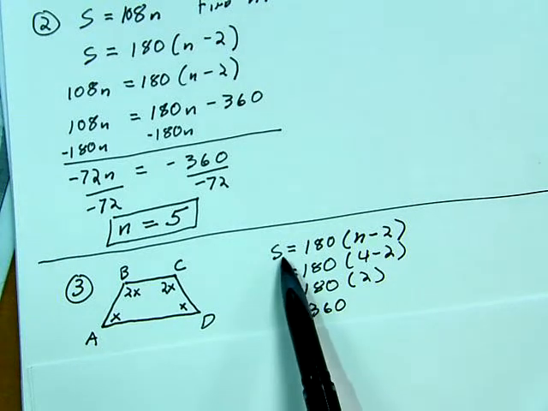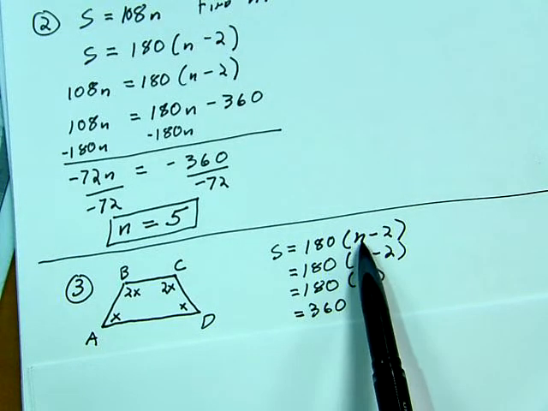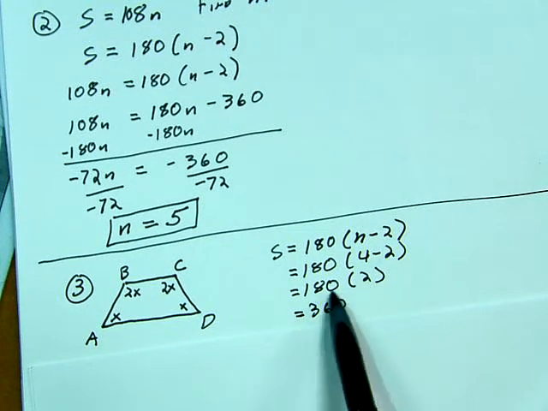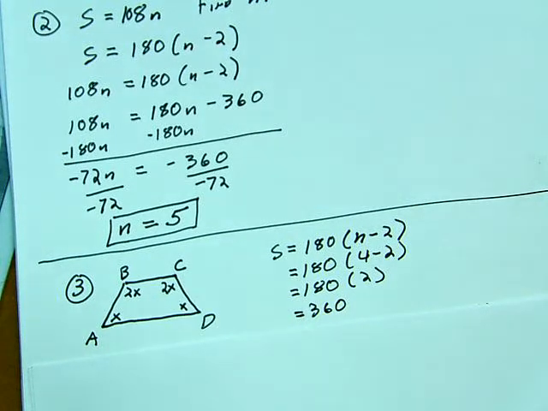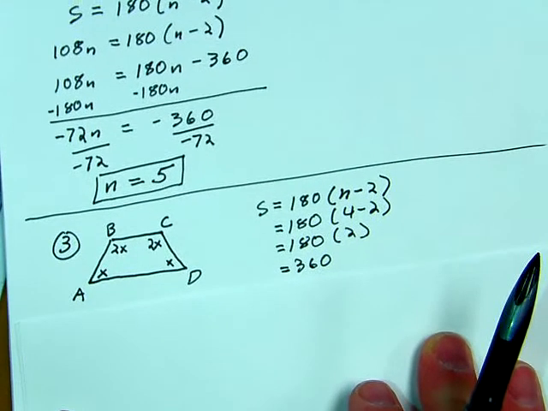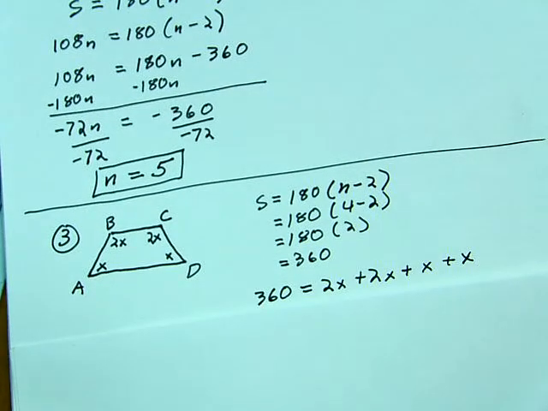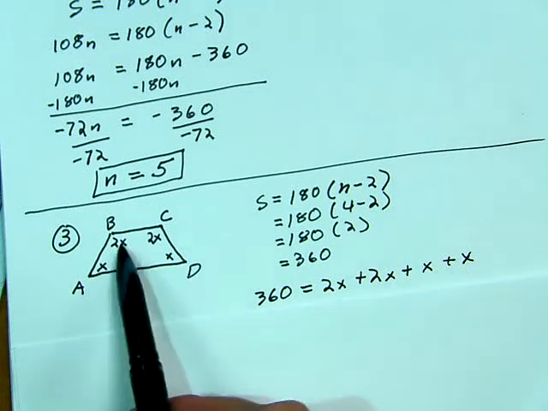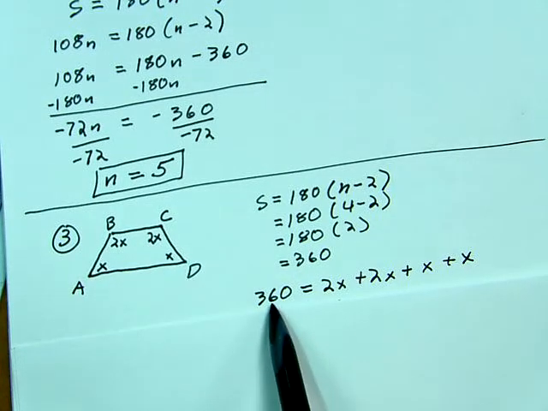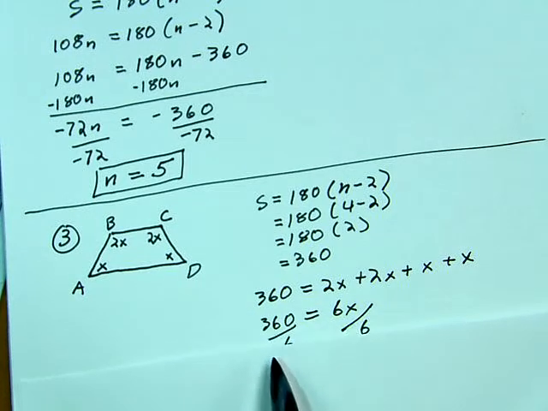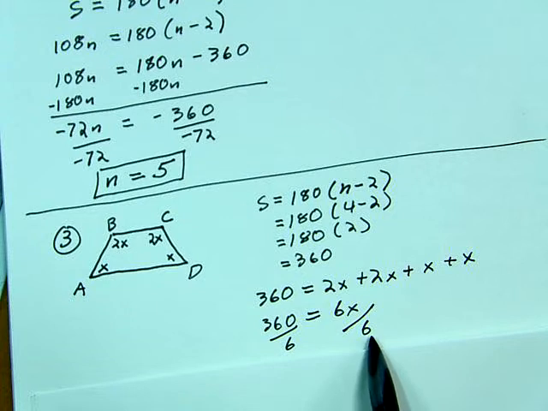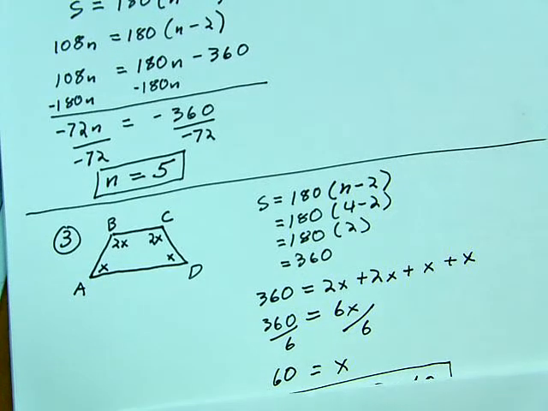Well, we know our summation formula is 180 times n minus 2. And we know there's 4 sides, so 4 minus 2 is 2. We know there's 360 total degrees in this problem. If we know that's 360 total, we can just say 360 is equal to 2x plus 2x plus x plus x. I'm just adding the 4 interior angles because I know they should add up to 360. And I look at that and I say 360 is equal to 6x. I divide both sides by 6, and I get my final answer of x equal to 60.